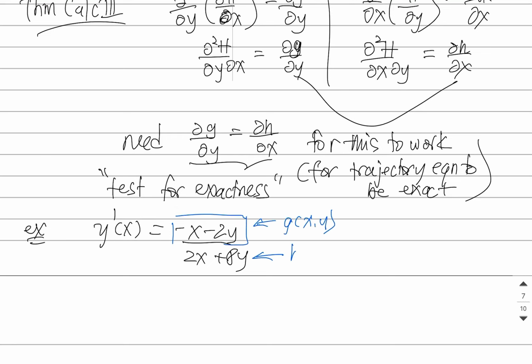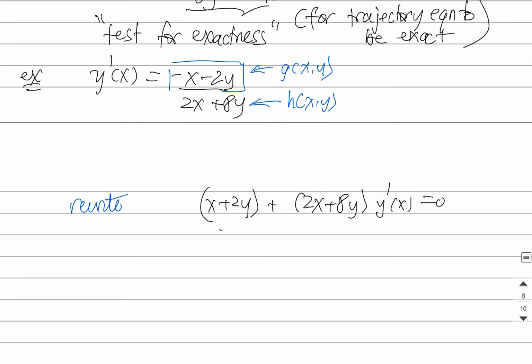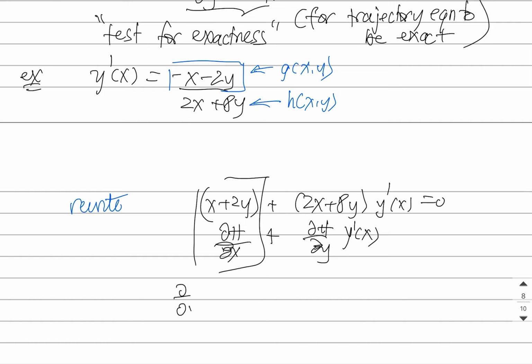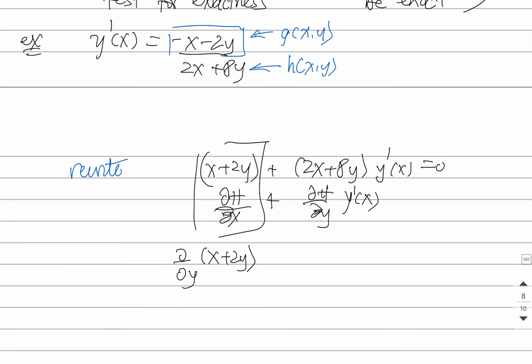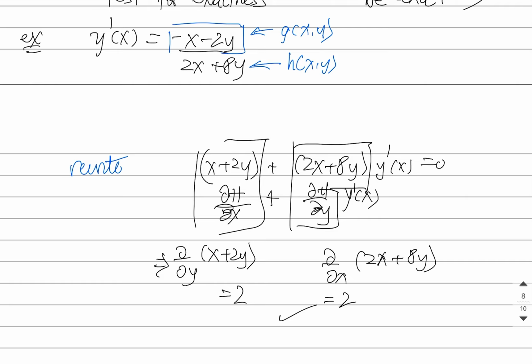If we rewrite this, what we'll find is that x plus 2y plus (2x plus 8y) y prime of x is going to give us a 0. Of course, we want this to be dh/dx, dh/dy, y prime of x. So if we were to take this y partial derivative, we'd get 2. If we were to take this x partial derivative, we would get 2. So this DE is exact.